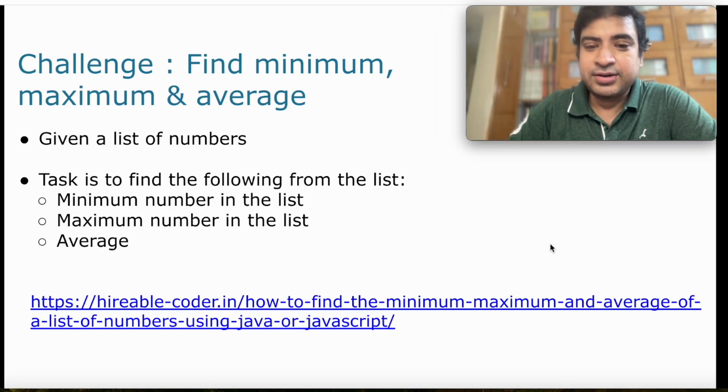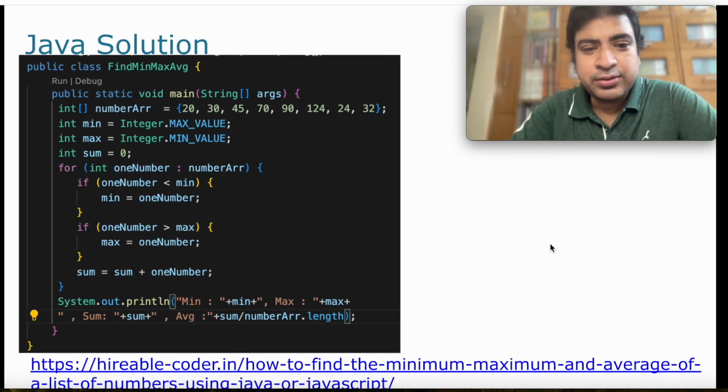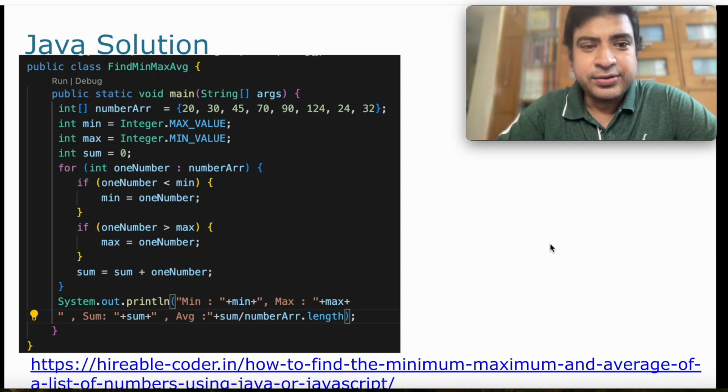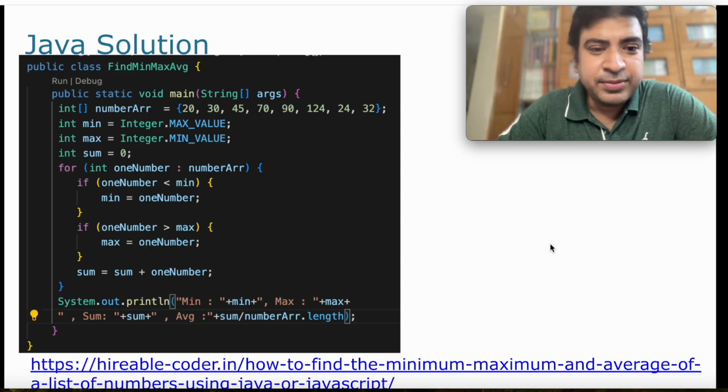So let's see the code. Let's see the Java code. So we have a fixed set of numbers, as you can see, which is the number array. Total 1, 2, 3, 4, 5, 6, 7, 8 numbers. And I'm trying to find out the minimum and the maximum number and also the average.